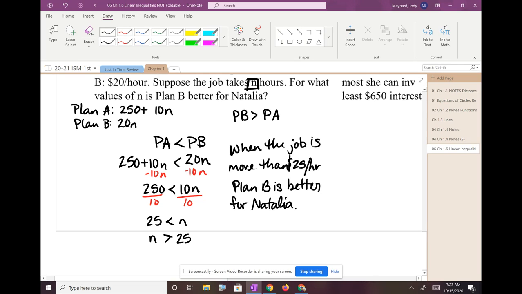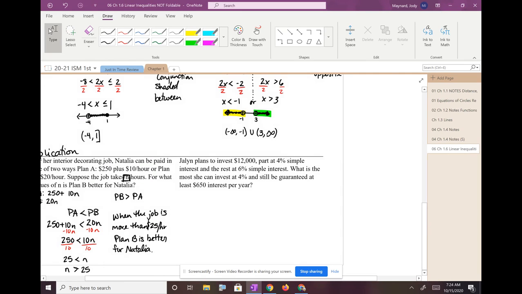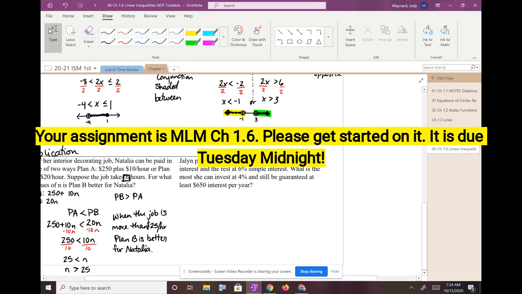Now, the next inequality we are going to come back and do after we finish chapter 1.5, because this is a building question on chapter 1.5. So now we are done with the notes. Your assignment is on MyMathLab. So that is what you need to get going on now.